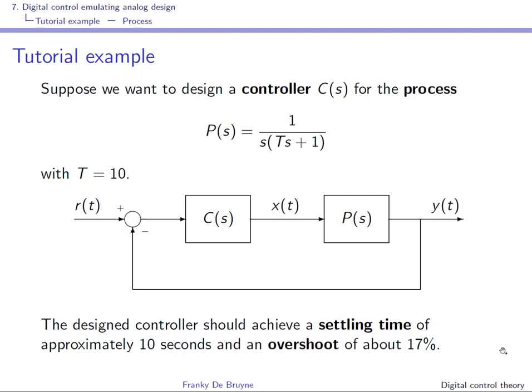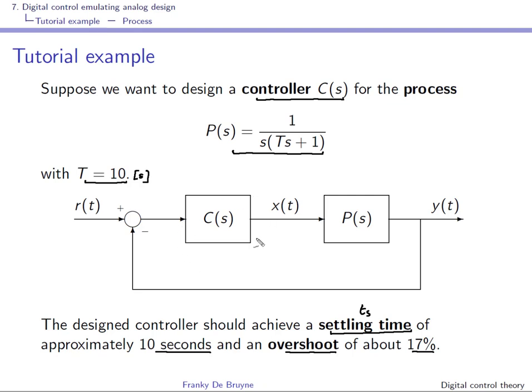Well, as we have seen, the process that we have to control is this one with t equal to 10 seconds. We have to design a controller C(s) to achieve a settling time Ts of approximately 10 seconds and an overshoot of approximately 17%. So what we'll do is use a lead-lag controller.